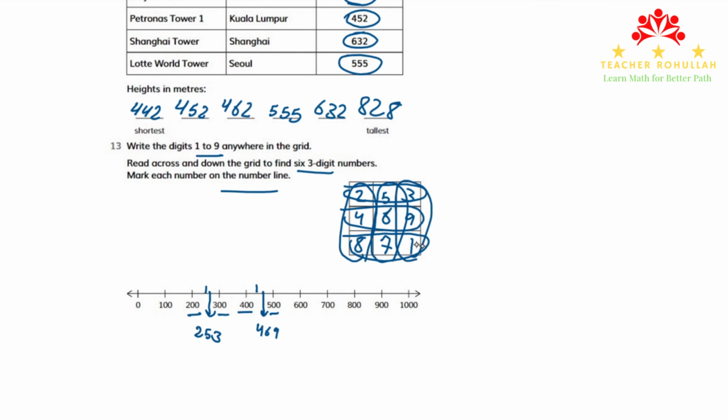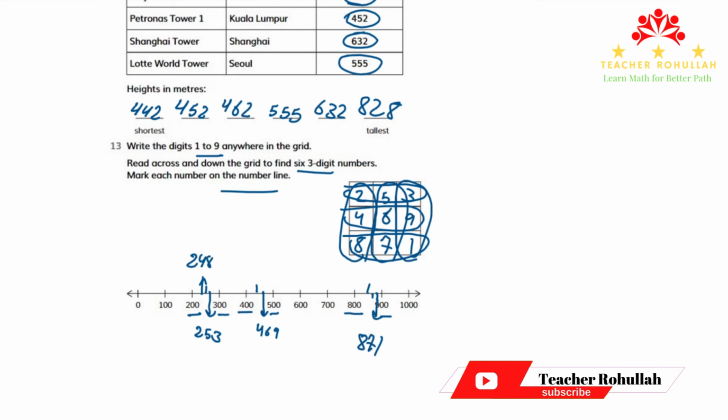The third number across is 871. 871 is between 800 and 900. So again, the number halfway between them is 850, then 860, then 871, which can be somewhere around here. 871. Let's now read down. The first one is 248. 248 is between 200 and 300. The one halfway between the 200s is 250, and 248 is somewhere here. So 248 is here.